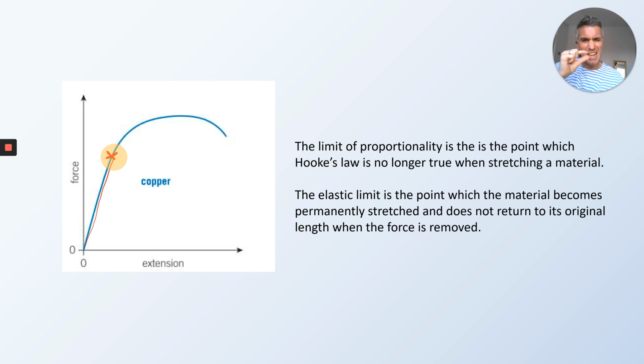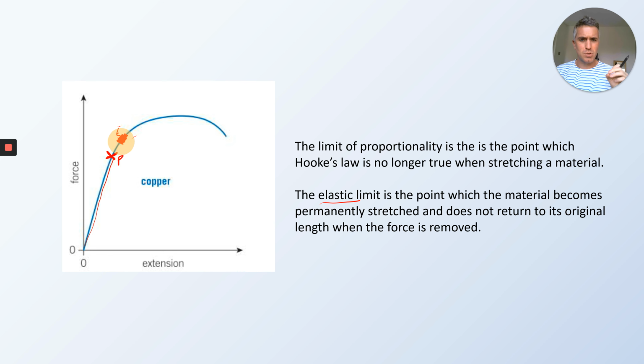There's a little bit above that, about here, where it starts to curve more dramatically, and that's called the elastic limit. So we'll call that P, and that's E. P is where it stops being a straight line completely, and E is where it starts to curve a bit more dramatically. So somewhere around here. And that means it's no longer elastic.